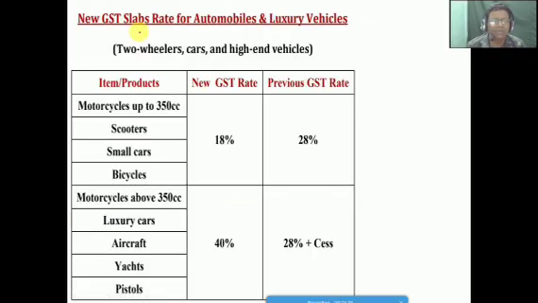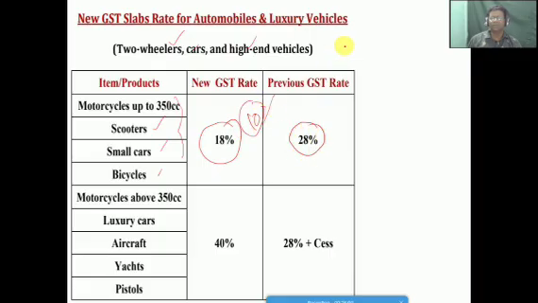And similarly, friends, the new GST slab rate for the automobiles and the luxury vehicles. So two-wheelers, cars, and the high-end vehicles. So these are the items, okay. Motorcycle up to 350 cc, scooter, small cars, and bicycles. Right now it is 18%, and previously the GST rate was 28% straight, that is the 10% we are saving. Suppose whatever the amount, let's take an example, is 10 lakhs. We will save 1 lakh. So it's a huge amount.